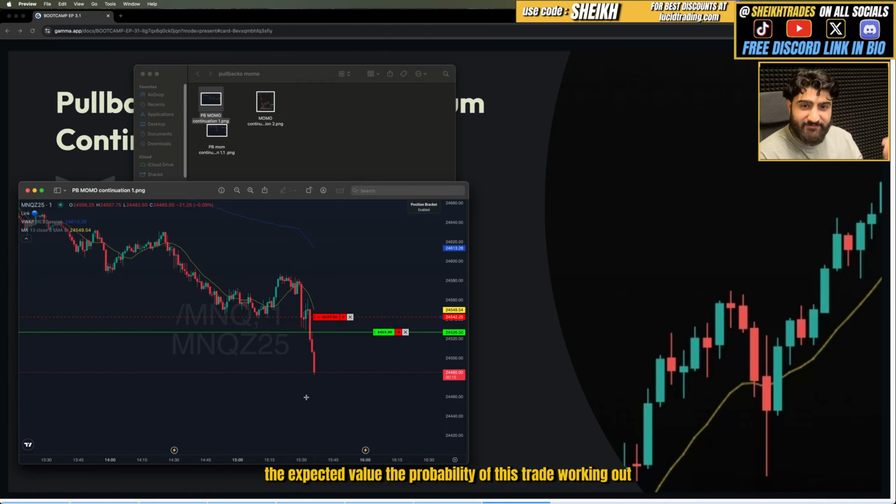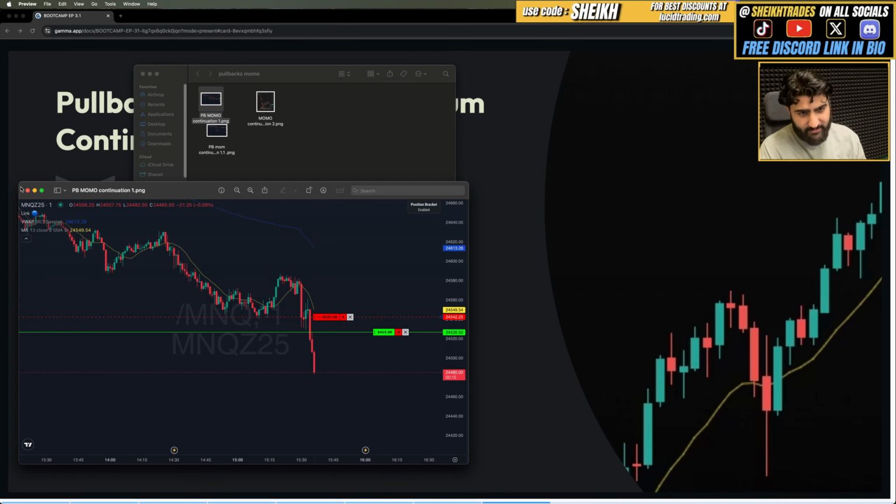The expected value, the probability of this trade working out is way higher than the probability of the second leg working out, the third leg working out. Because at some point, if it keeps on going down like that, we are going to have a point where buyers are going to step up, have a failed breakdown and go back up.